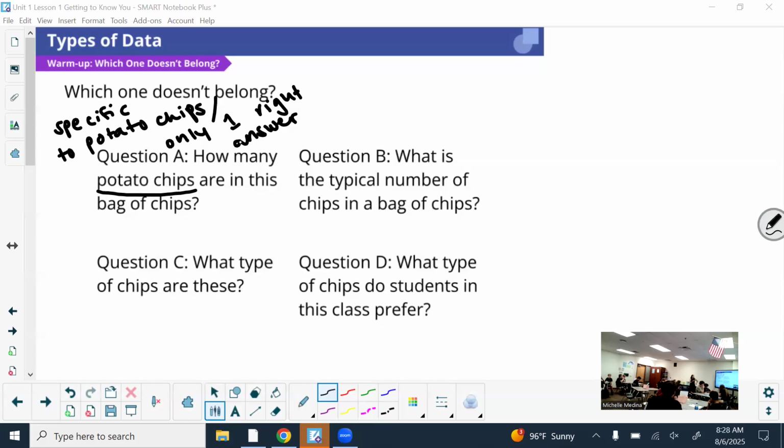Okay, so it's not numerical. I don't think question B, that answer would be numerical either. Like what type of chips do students in this class prefer? That would also be not numerical. So it has to be not numerical and something else. So let's go back to the only one right answer.